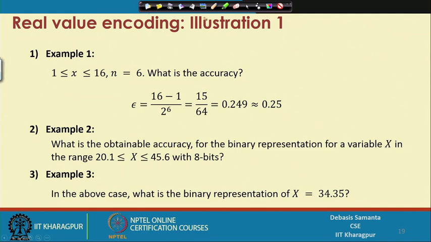For example, you can easily calculate with 8 bits, if the number is within this range, what the optimal accuracy will be. Now, say x equals 34.35 is a real value, then what is its corresponding binary value? Let us see how this can be obtained. It can be obtained easily.